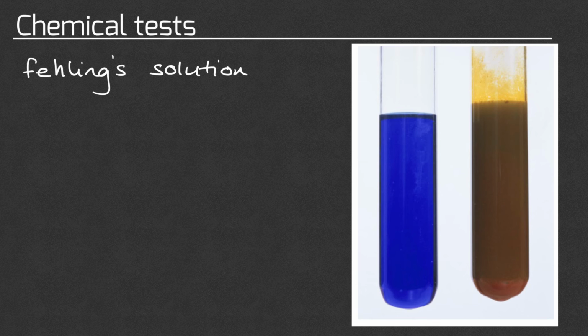And again, here are some pictures showing those results. So we can see our initial blue solution of copper-2 ions, and then our brick red precipitate formed if we have a positive test result. Aldehydes and ketones can react with nucleophiles through a nucleophilic addition mechanism. We're going to look at the general example for that mechanism now.